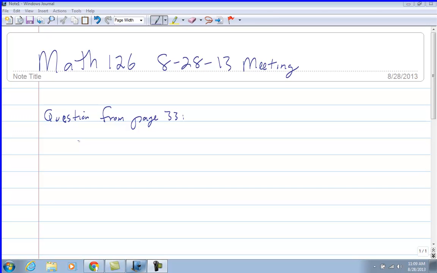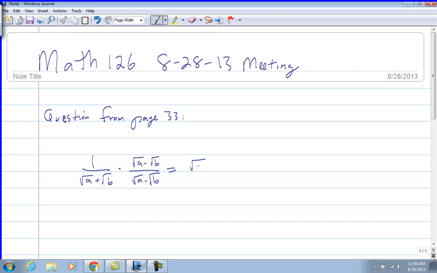So the question someone had earlier had sent me an email about it. They're reading something on page 33, and I commend people for reading the book. It was from conjugate radical expressions, rationalizing denominators. So if you have 1 over the square root of a plus the square root of b, you would multiply that by the square root of a minus the square root of b over the square root of a minus the square root of b.